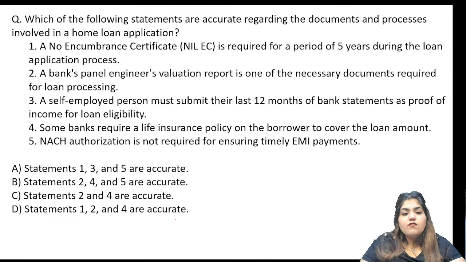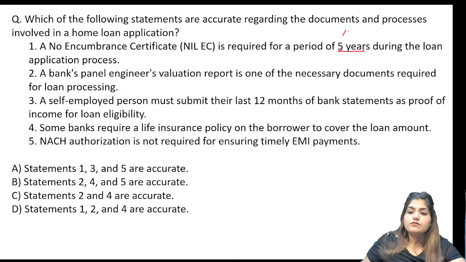Next, which of the following statements are accurate regarding the documents and process involved in the home loan application? There should be no encumbrance for 13 years, not 5 years. The moment statement number 1 is incorrect, we eliminate A and D. A bank panel engineer's valuation report is one of the necessary documents required for loan processing.